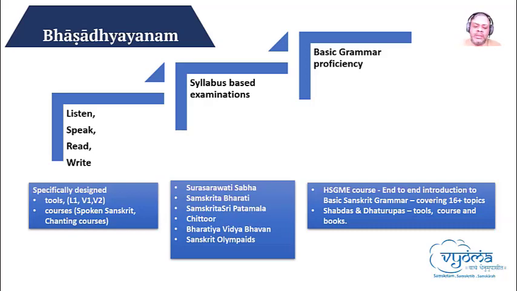So four levels. Samskrita Bharati has four levels. Sura Saraswati Sabha Sringeri has got five levels. Samskrita Shri Pathamala has got eight levels. Chittur has got six levels. Bharatiya Vidya Bhavan has got four levels. Sanskrit Olympiad you have from the sixth standard. In the US, you have something called Sanskrit as a foreign language.